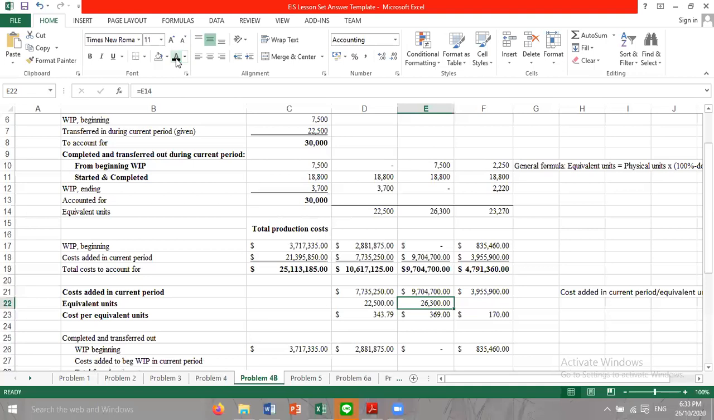22,500, 26,300, and 23,270. This is the equivalent units. And from that, we can calculate the cost per equivalent unit. Here, once again, the formula is literally cost added in current period divided by equivalent units. Here we'll get cost per equivalent unit of 343, 369, and 170.